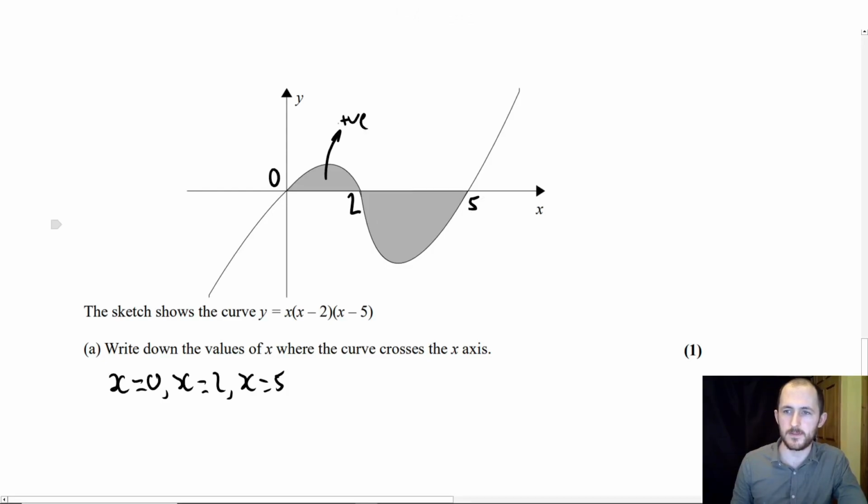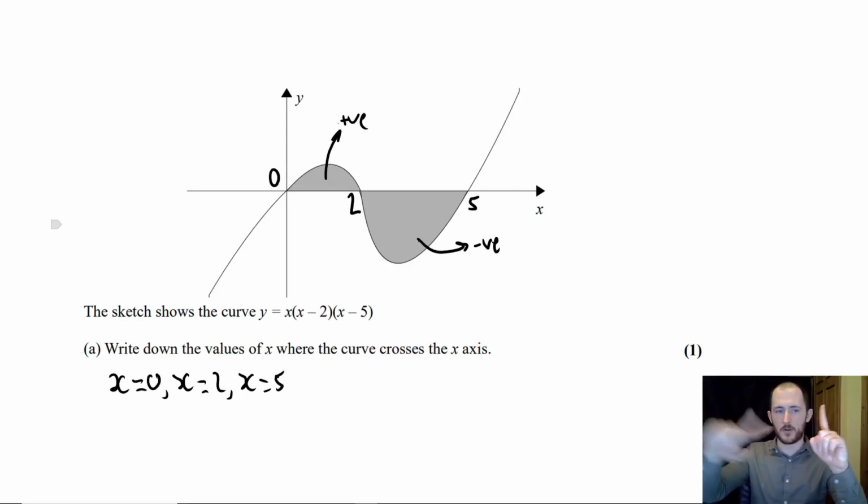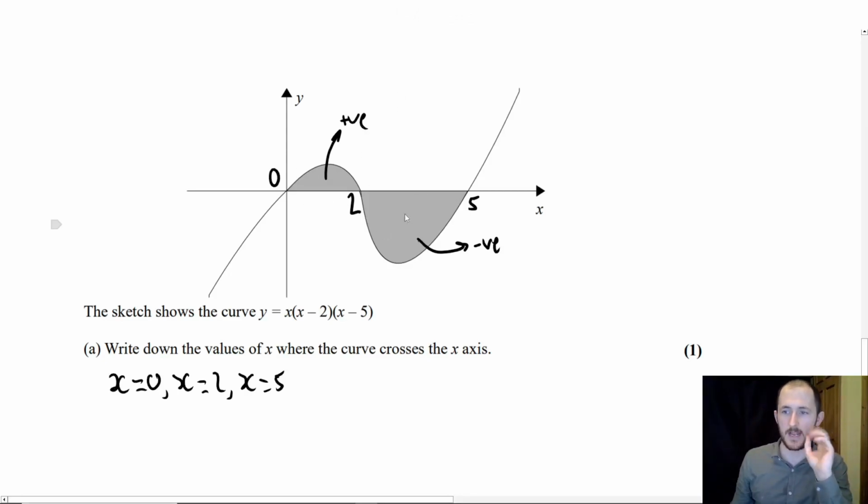This is positive. This is negative. If you integrate from 0 to 5, you are going to get that part of this area is going to cancel with this area. You're not going to get the full value. What you need to do is integrate between 0 and 2, then 2 and 5, but you take the modulus, the magnitude of it. You make it positive first. So you need to integrate twice, which is why this question is slightly trickier.